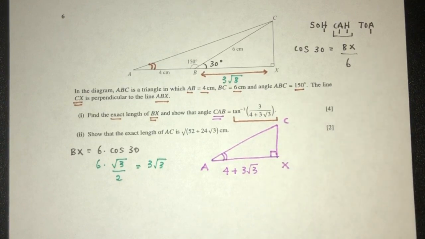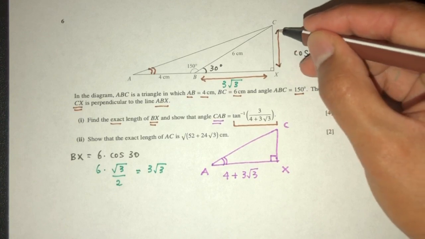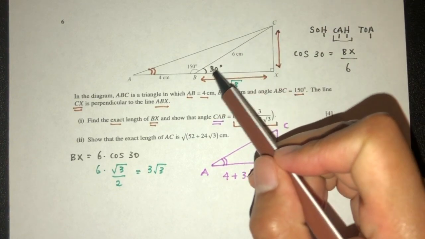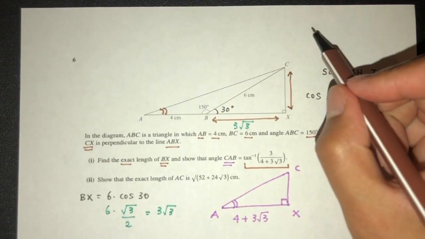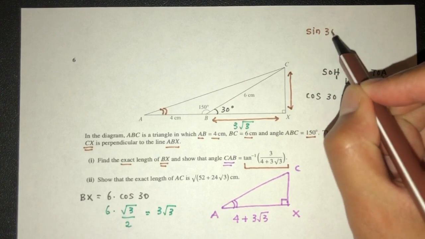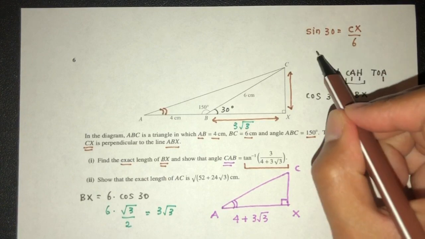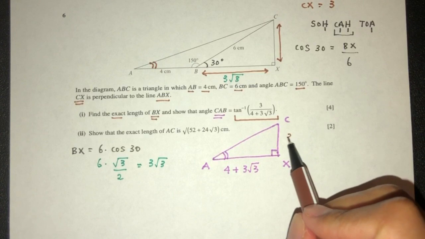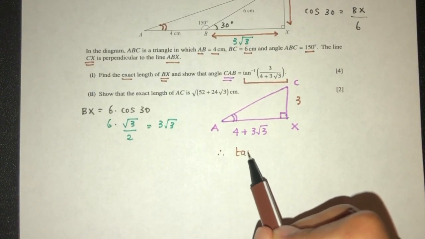Let me check. We don't know this one. We can find this one actually. So let's find this length. So again, we can use SOHCAHTOA. We know this side, this is your H side, this is your opposite side, we have to use sine. So let me write this here. Sine of the angle equals CX over the value of 6. So CX will be what? Sine 30 is half, that should be 3. So this is 3.